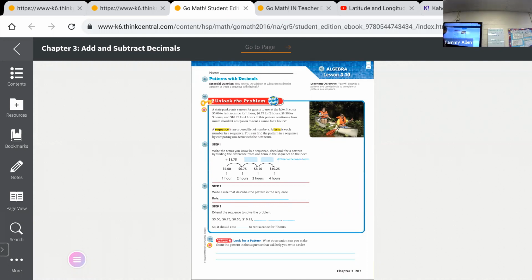All right. So 207 talks about sequences. A sequence is an ordered list of numbers. We have used sequences. You've used them for a long time. But it's a specific list of numbers, okay? It's not like somebody just slapped a bunch of numbers down. There was a specific list or order that they went in, all right?